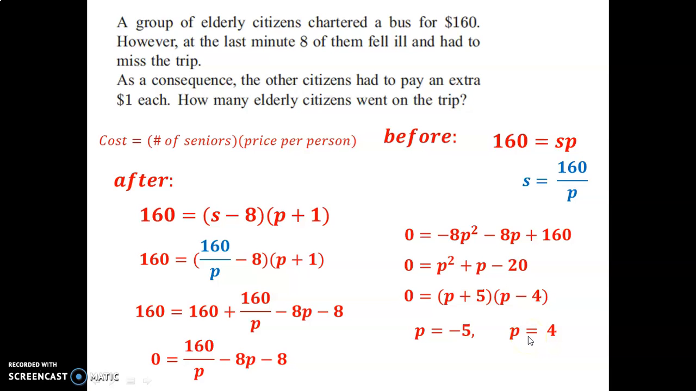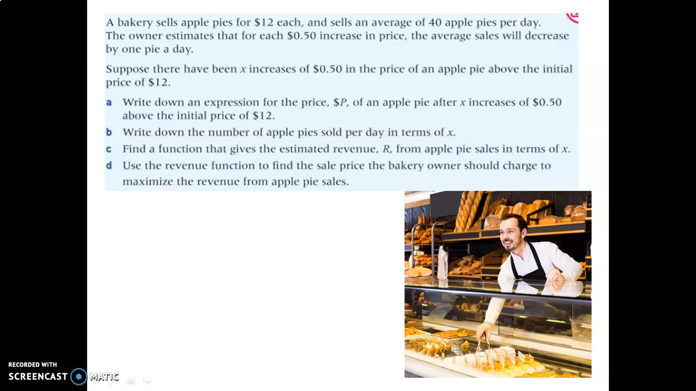So the price per person is 4. That means there were 40 seniors to begin with, because that makes 160 in total, 4 times 40. Great problem, a little bit different. Study it carefully. Let's finish with this one, also a little different. Take a moment to read the situation and then try question A.